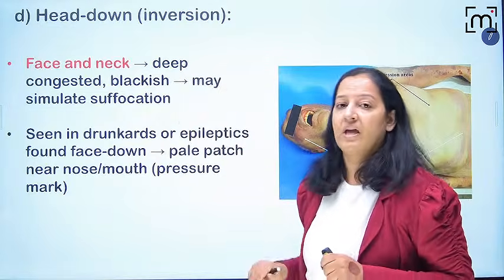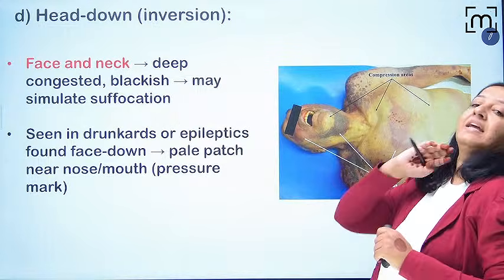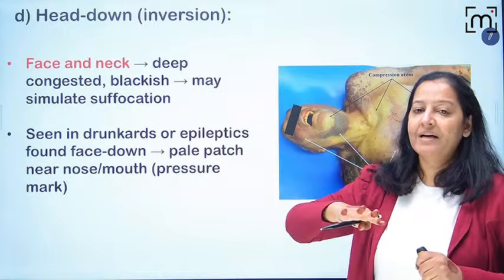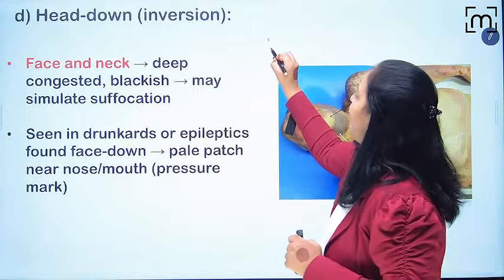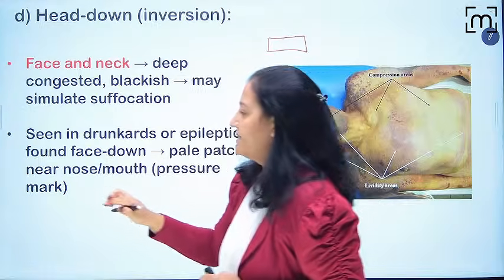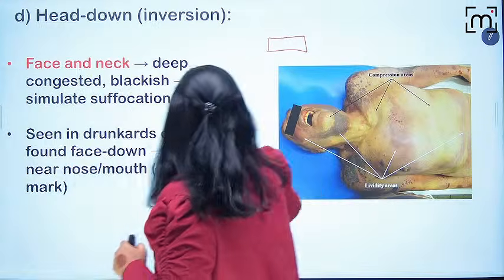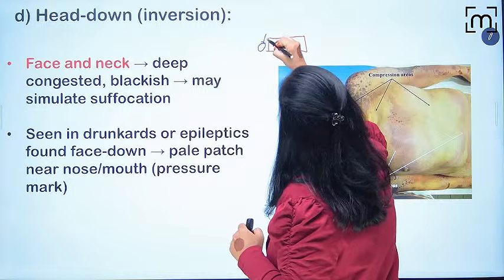After that, coming to the fourth, head down. Sometimes the head is hanging. Suppose someone is lying on a bed, and this is the edge of the bed. The dead body is here like this, and the head of the dead body is hanging like this.